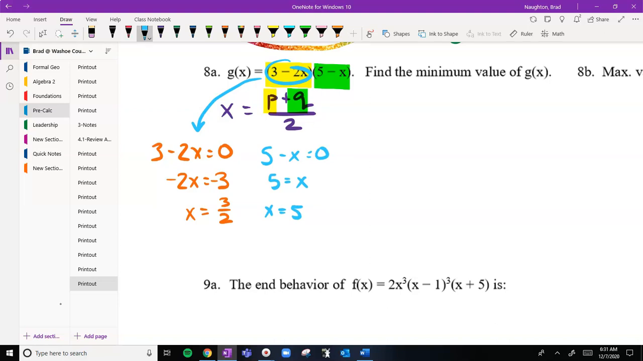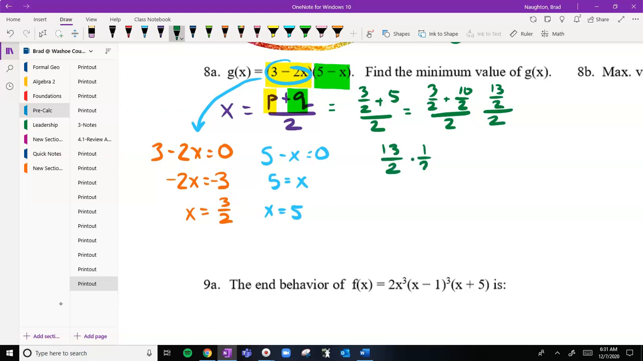Now we're going to plug them in to this p plus q divided by 2. So it's going to be 3 halves plus 5, divided by 2. So this is 3 over 2 plus 10 over 2, which is 13 halves, all divided by 2. So 13 halves times 1 half, and that's going to give us 13 fourths, which is great, but that's not what we're looking for.